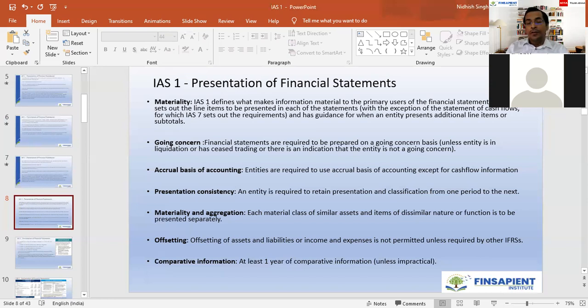Offsetting. Offsetting of assets and liabilities is basically not permitted. The reason is the following. Imagine there's a company A, and company A has a creditor, company B, and company B is going bankrupt. In that case, company B cannot pay anything to company A, but can company A also choose not to pay company B?